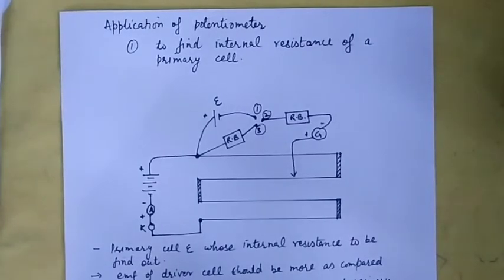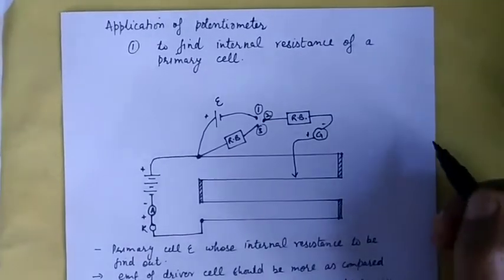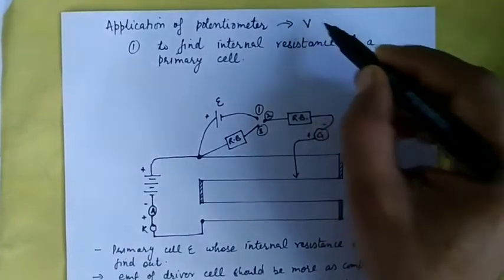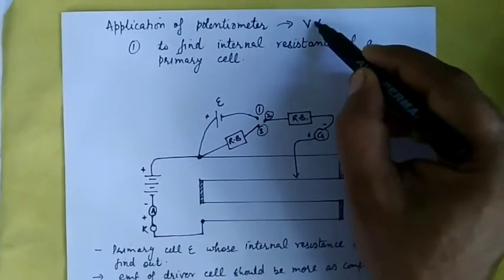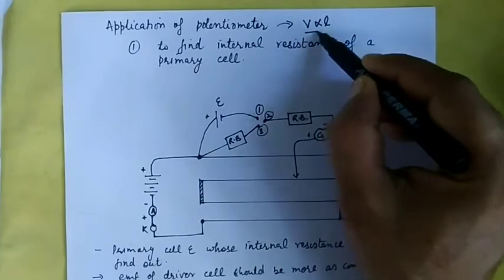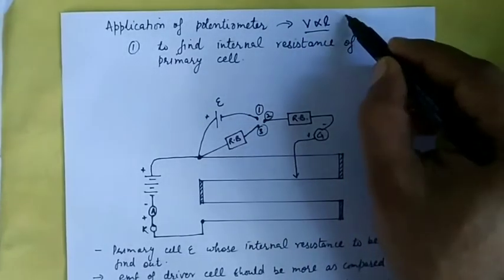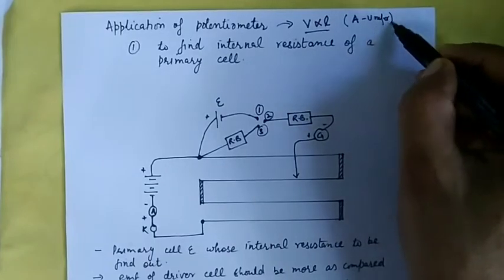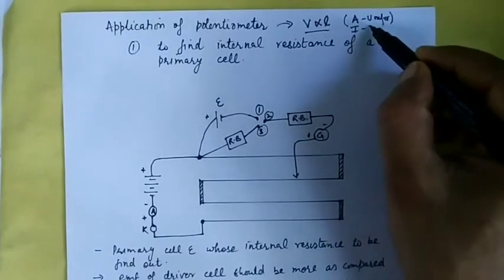In this video, we will find the internal resistance of a primary cell by using a potentiometer. We know that the potentiometer principle says that the potential drop along the wire is directly proportional to the length of the wire, if the area is uniform and the current is constant.